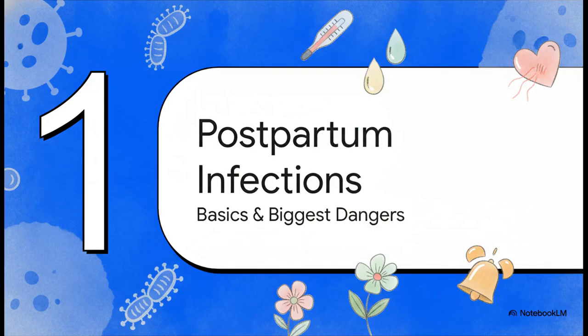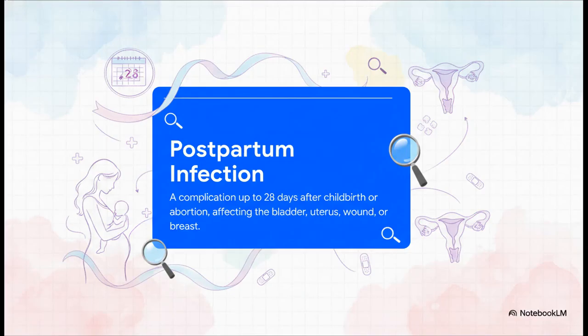What are postpartum infections? Before we can even think about treating these, we've got to know exactly what we're looking for. Getting this foundation right is absolutely key. Okay, so what's the official definition? A postpartum infection is any infection that pops up within 28 days after a delivery or an abortion. And the big thing to remember here is that it can show up in a few different places: the uterus, a C-section incision, the breast, or the bladder. This is exactly why your head-to-toe postpartum assessments are so incredibly important.